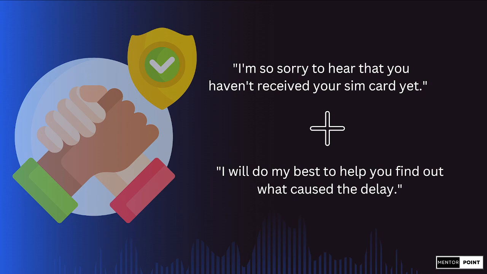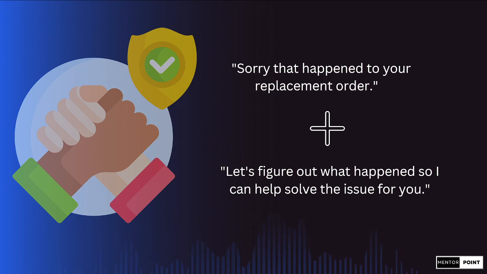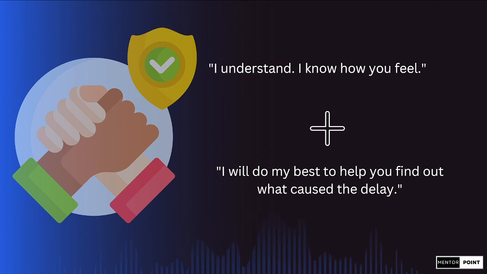Another way to say it is this way: sorry that happened to your replacement order. Let's figure out what happened so I can help solve the issue for you. Or you could say, I understand, I know how you feel. I will do my best to help you find out what caused the delay. Combine it with a reassurance statement, which is I will do my best to help you find out what caused the delay, and it will actually help you.